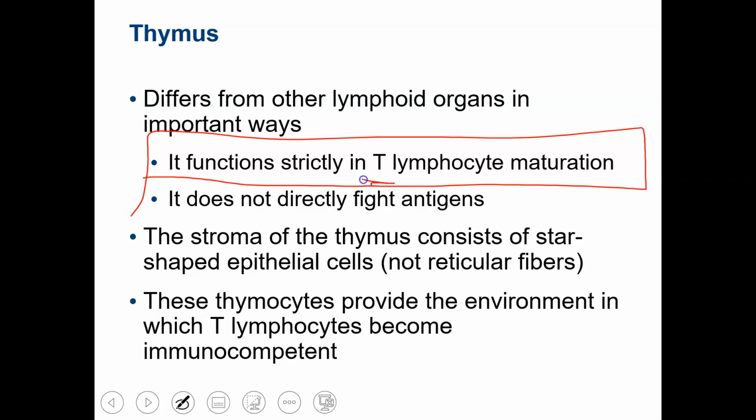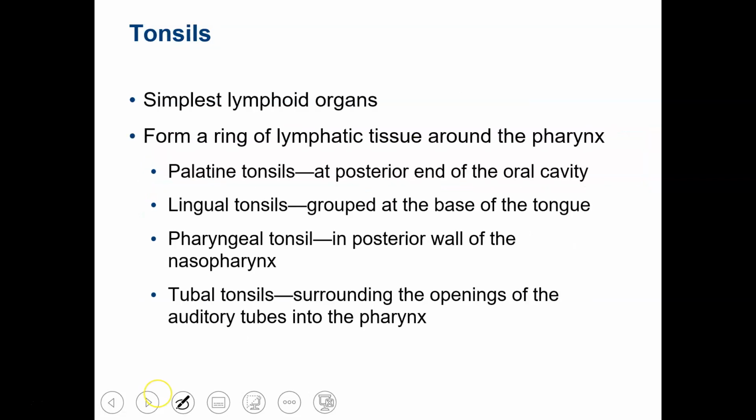In fact, the T4 T cells in the thymus. More on that later. The simplest of the lymphoid organs are the tonsils, and these form a ring around the pharynx. So we have palatine tonsils and lingual tonsils, laryngeal tonsils. So how does the tonsil work?